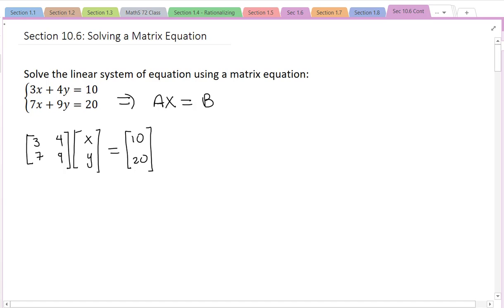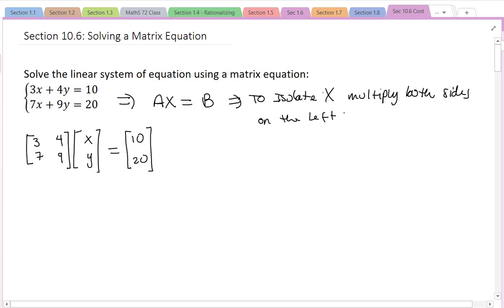So how do we solve? Just like you would before with any equation, you want to isolate the x. But remember, this is a matrix, so I can't say divide by A. So we have to multiply by the inverse. To isolate x, we will multiply both sides on the left by A inverse.